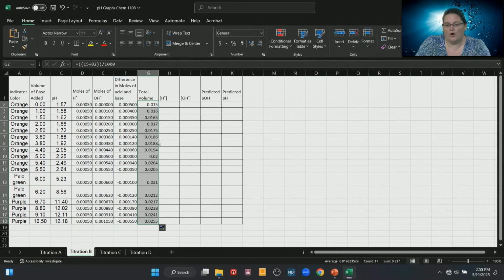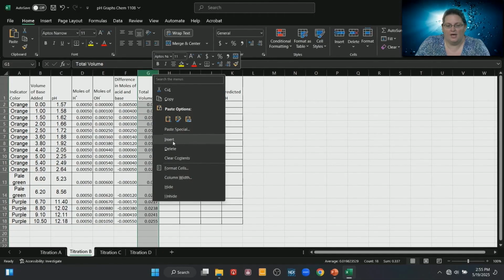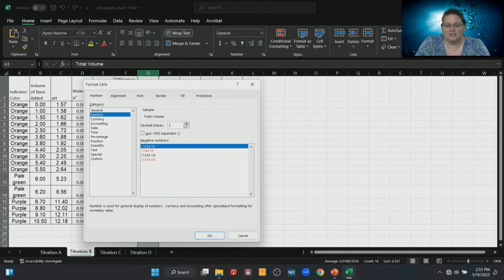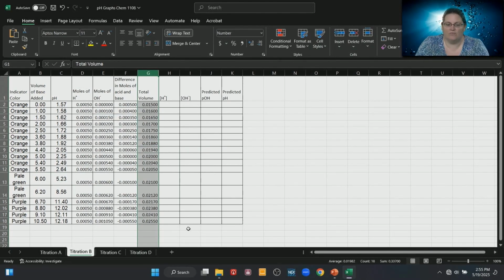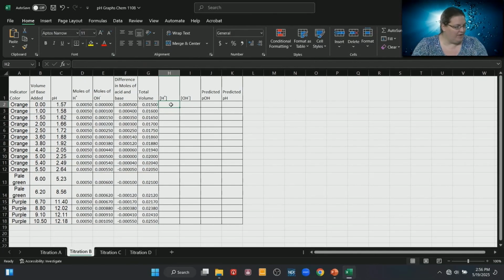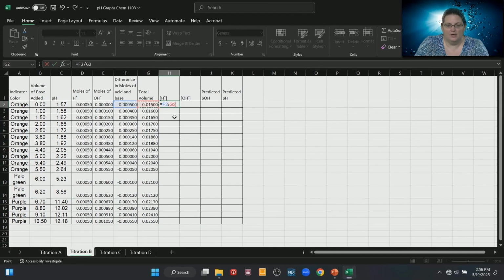You're seeing that some of them are not all the way there, so we're going to go ahead and go to format cells. We're going to select number. We're going to go ahead and give it 5 decimals, and everybody should have the same value so that we can use true comparison very easily. In order to get the concentration, we're going to take what we have for the hydronium ion, and then we're going to divide it by the total volume. In order to get our values, we're going to take our moles, which is going to be column F, and we're going to divide it by G. So this is going to be equals F, and we're going to hit the slash for divide by column G. We're going to hit enter.